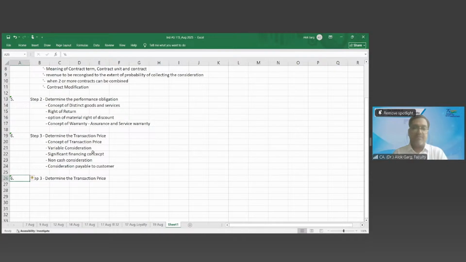Then we have covered step number 4. What was step number 4? Allocation of the transaction price to various performance obligations based on the standalone selling price. In this case, we discussed the concept of allocation. You remember the concept of allocation? On the basis of what? On the basis of standalone selling price, right? We discussed the concept of standalone selling price.